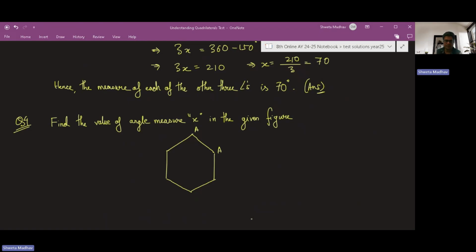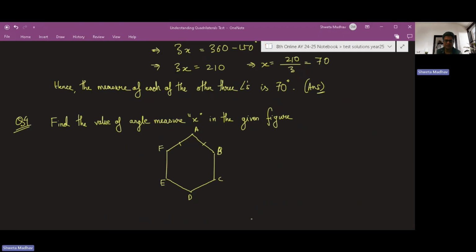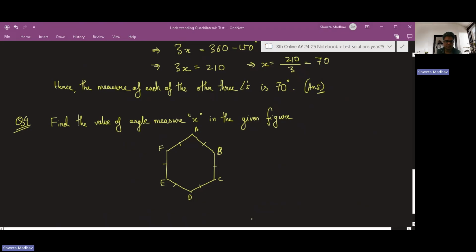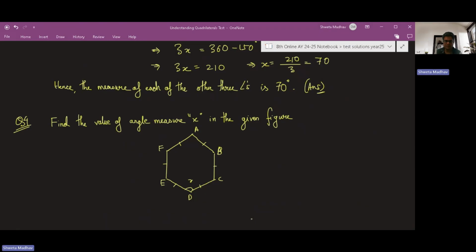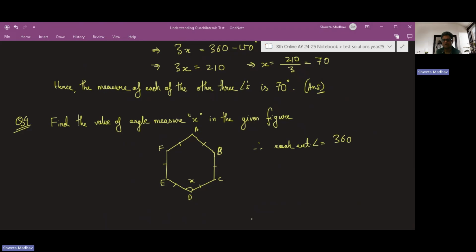It starts from here A, B, C, D, E, F. So here all the sides are of equal length, and each of the interior angles is x. So here each interior angle will be the same. So we can find out each exterior angle at first. Each exterior angle will be equal to 360 divided by 6, since there are 6 sides and it is a regular hexagon, as you can see. So that will be 60 degrees.